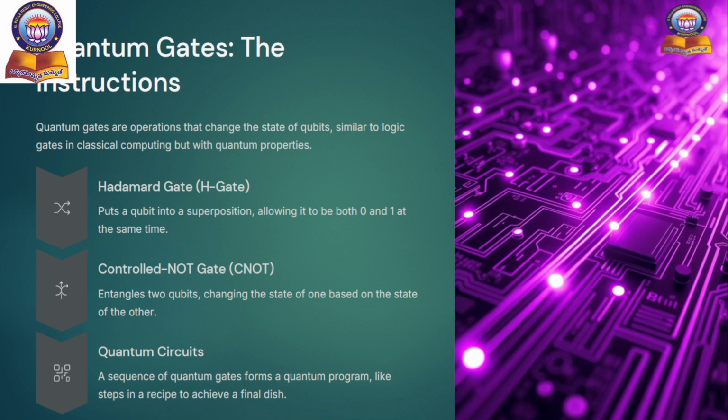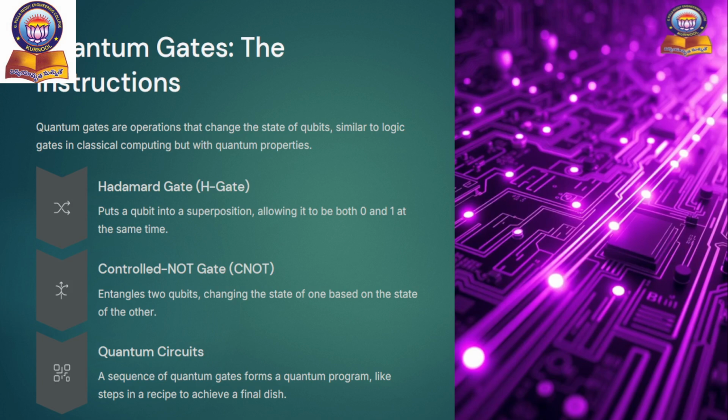So the Hadamard gate mainly puts the qubit into superposition, allowing it to be both 0 and 1 at the same time. And next we have the controlled NOT gate, also called the CNOT gate, which mainly entangles two qubits, changing the state of one based on the state of the other. So one qubit's state can be changed based on the other qubit's state.